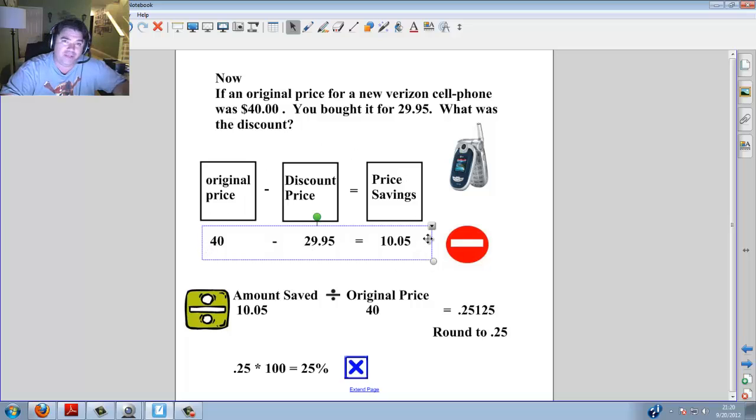A lot of people are going to make a mistake and divide by the discount. No, divide by the original. So take this divided by the original, which we get here as 0.25125, times 100. Looks like you saved approximately 25%.